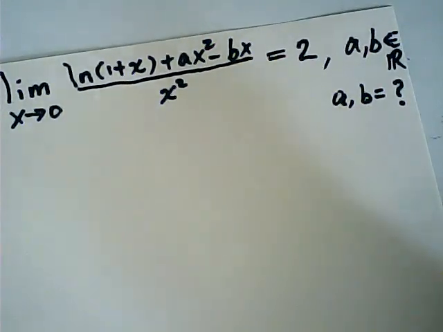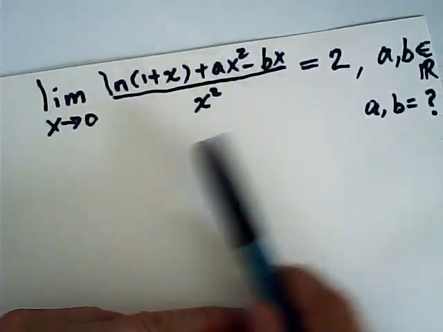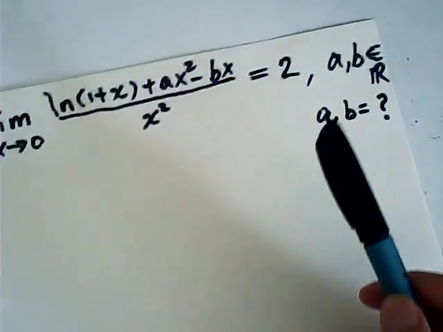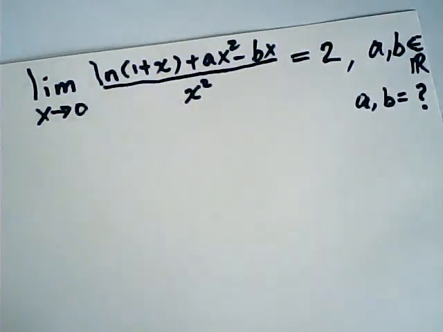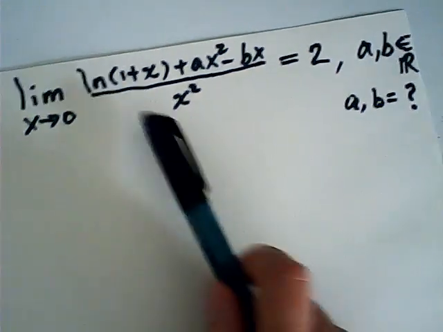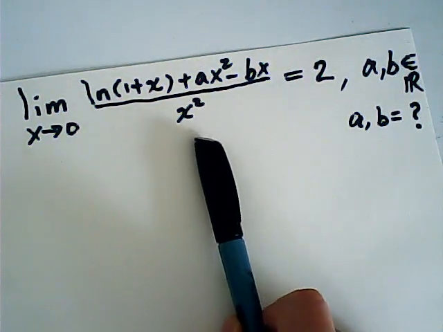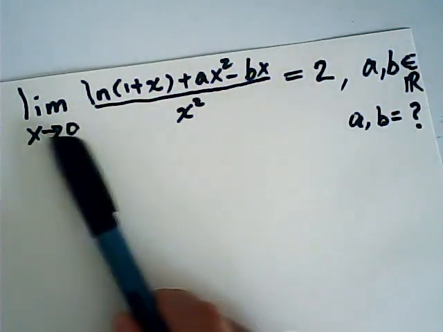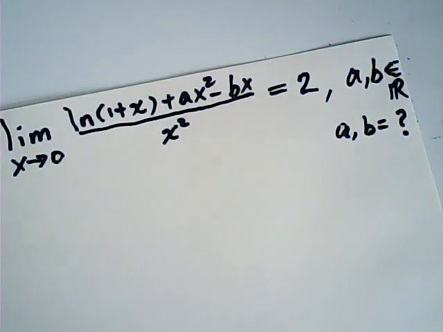This is an interesting limit. Let me do this question by two methods. The first method, we use L'Hopital's rule, because here obviously the numerator and the denominator both approach 0 when x approaches 0. Therefore, L'Hopital's rule can be applied.